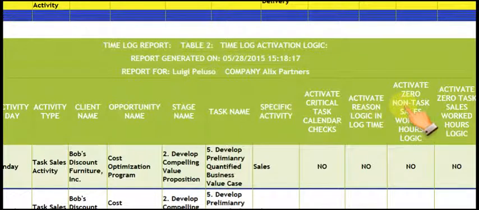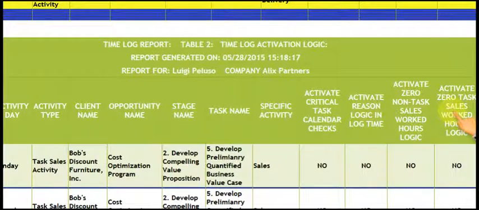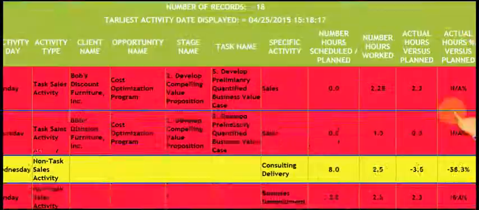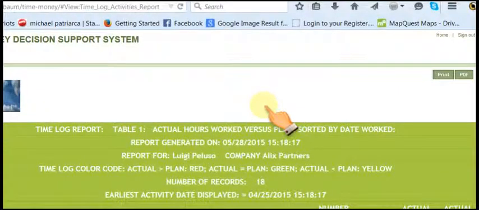Activate 0 non-task sales worked hours logic displays a table in the TimeLog of predefined reasons you selected why your actual worked hours for a specific non-task sales activity is entered on a date when no work hours were planned for this specific non-task sales activity. And finally, Activate Zero Task Sales Worked Hours Logic, as you might expect, displays the table in the time log of predefined reasons you selected, while your actual worked hours for a task sales activity are entered on a date when no work hours were planned for this specific task sales activity. And I'll just scroll back up to the top. This completes the quick start video that explains the time log activities report.